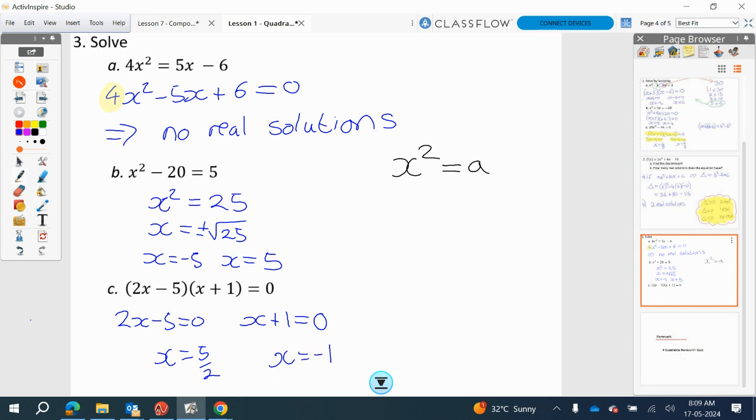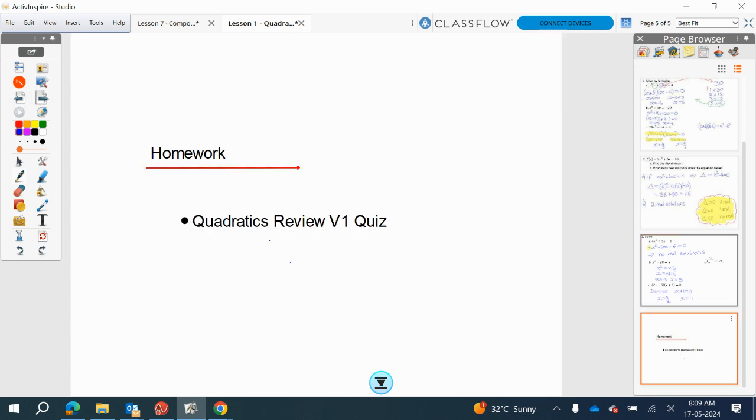Okay, that's it for today. That's a quick run through of the main techniques in quadratics we need to revise. So have a go now at your quadratics review quiz.